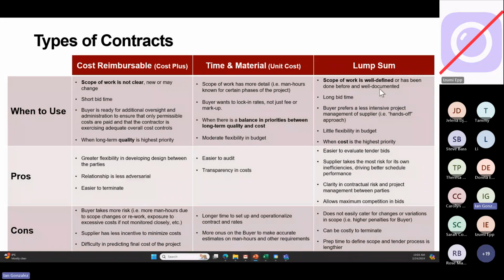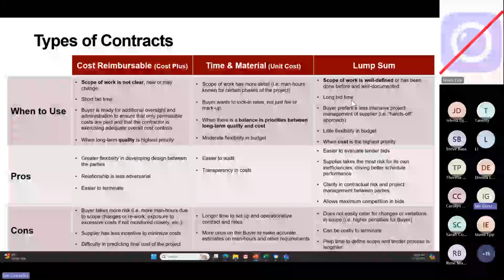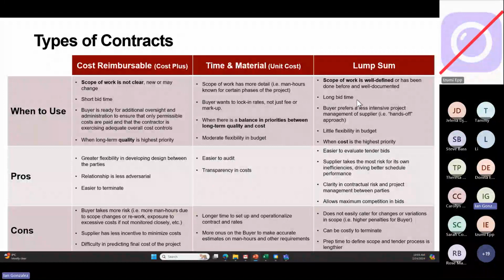Okay, lump sum requires a long bid time because it puts all the risk with the supplier, and the long bid time will come from them. They will be the ones that need time to estimate this properly because they're asking us a lot here, and we have to make sure that everything is detailed and accounted for because we will be eating up any costs that we don't think of at the beginning if our estimation process is not great.